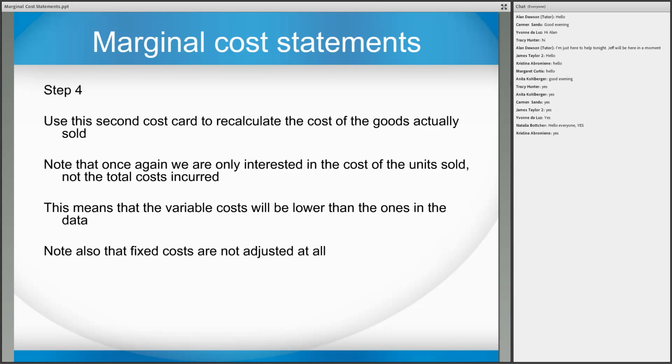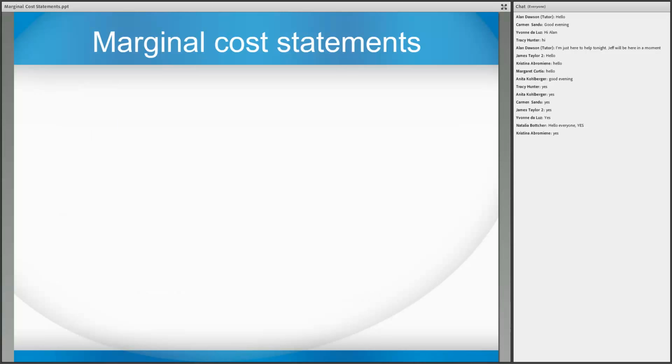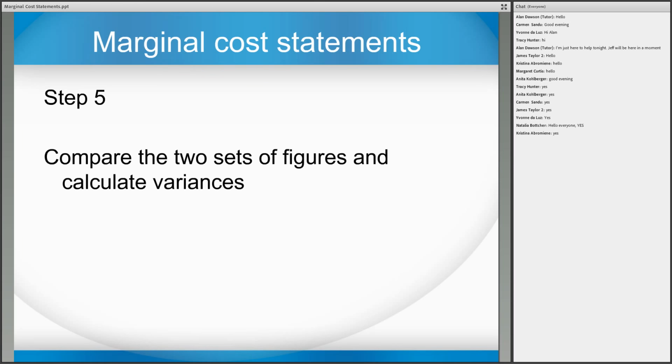I've said this so many times over the years, fixed costs are not adjusted at all. Fixed costs remain fixed because they're fixed. The whole of the fixed cost, however much it is, is charged to the period, irrespective of how much of the output has been sold. Finally, step number 5, put the two sets of figures side by side, and then we can calculate variances.